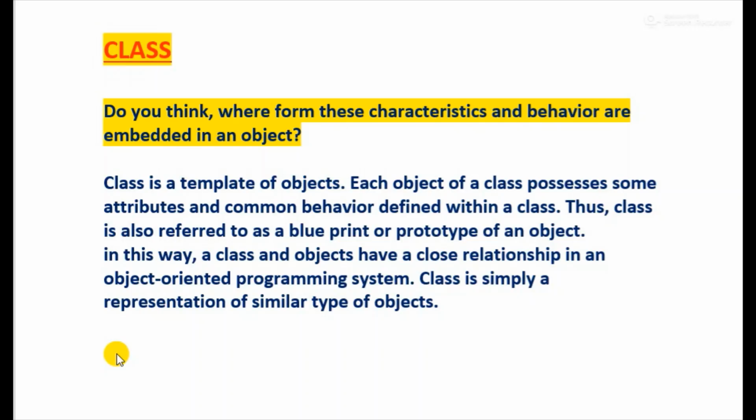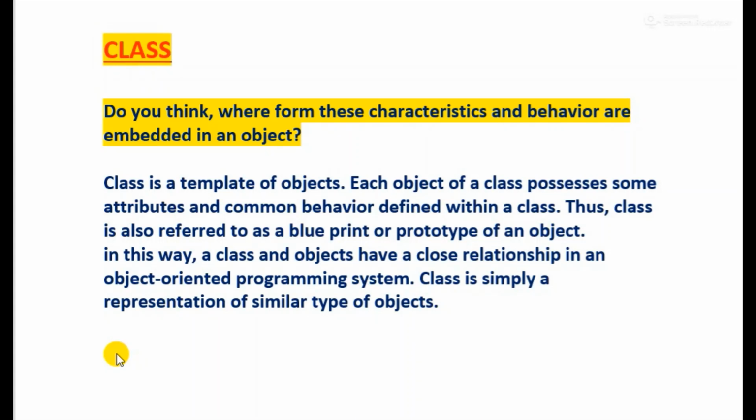Whenever we are creating any program in Java, at that time we have to declare the data members, or we can say attributes, as well as we have to declare the behavior, or we can say member methods, within a class. Whenever we are creating the object of that class, all the attributes or data members or member methods will automatically be embedded with the object.